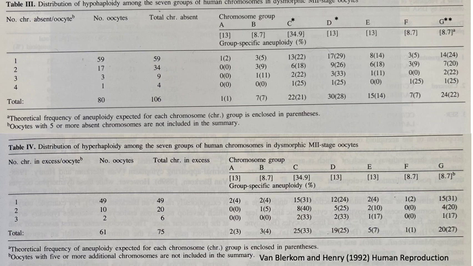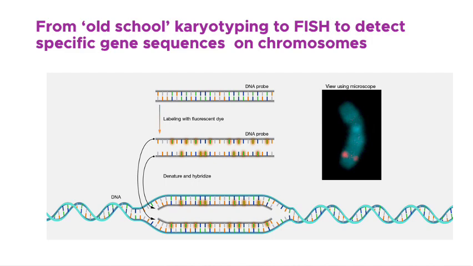So some other method needed to be developed to assess the frequency of aneuploidy without damage to the embryo. And this came with FISH. So we went from the old school karyotyping, which I just showed, to what is called fluorescence in situ hybridization, to detect specific gene sequences on chromosomes. And this was very useful because you could take one blastomere and actually find the regions, chromosomes that were present in abundance or in deficit, the aneuploidy.